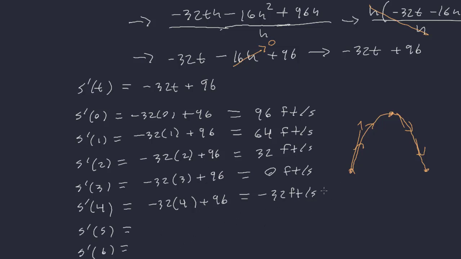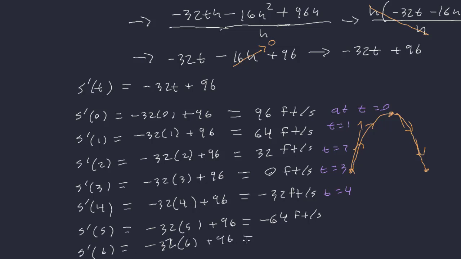And this gives us the rate at each time interval. So this is at t equals 0, t equals 1, t equals 2, t equals 3, t equals 4, etc. At negative 32 times 5 plus 96, we'll end up with negative 64 feet per second. And at 6 seconds, that's when we hit the ground, we're going to be back at negative 96 feet per second. Now, it's not always going to be this nicely balanced, but for this particular example, this is what we got.